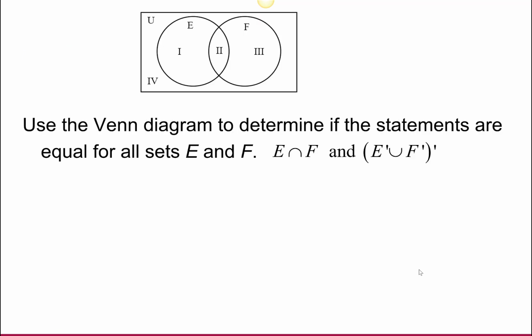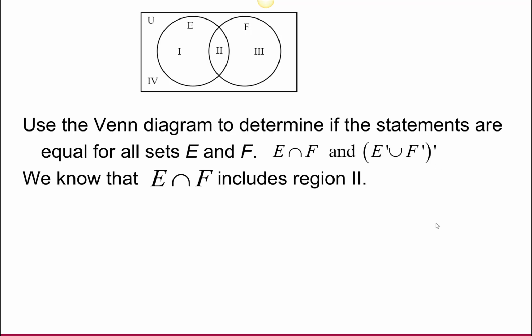Use the Venn diagram to determine if the statements are equal for all sets E and F. And we're going to look at E intersect F, and then E complement, union, F complement, and then take the complement of that. So we know that E intersect F is region 2. So that part's easy. Now we want to look at this part here.